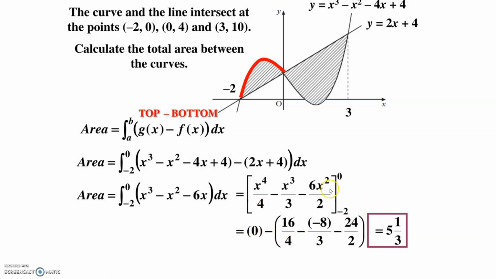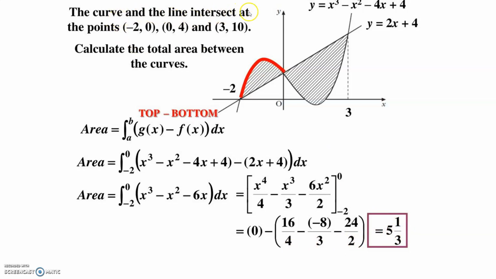So therefore, we derive the answer 0, but we have to substitute minus 2 raised to 4 plus 16 upon 4, minus 2 raised to cube minus 8, minus becomes plus 8 upon 3, and 6 minus 2 squared is 4, 6 fours are 24, minus 24 upon 2. Equating the fraction, we derive 5 1/3 square units as the answer.